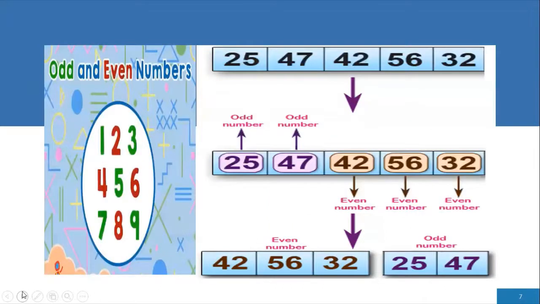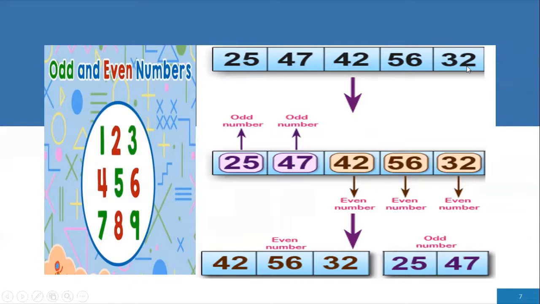The next one is also another slide of examples. There are random numbers: 25, 47, 42, 56, 32. Here 25 is an odd number because the unit value is 5. 47 is also an odd number because the unit value is 7. So these are the odd numbers. 42 is an even number because the unit value is 2. 56 is an even number because 6 is the last value, and 32 is also an even number because its last digit, or unit value, is 2.